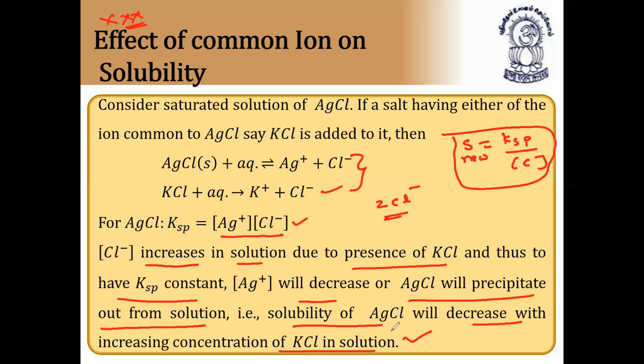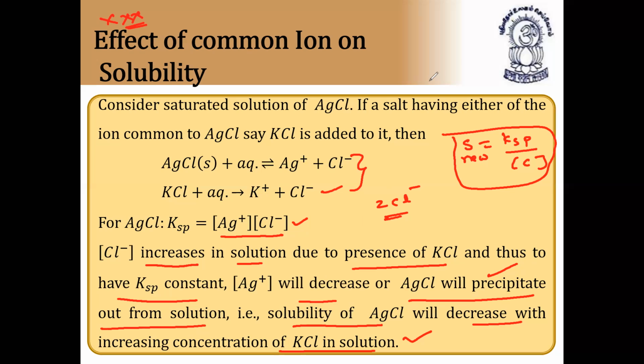This is because AgCl also forms Cl minus, and KCl also forms Cl minus. As the concentration of Cl minus increases in the solution due to the presence of potassium chloride, and thus to keep Ksp constant, the concentration of silver ions will decrease, or AgCl will precipitate out from solution. That is, the solubility of silver chloride will decrease, because as it is precipitating out, it means the solubility is decreasing. So the solubility of silver chloride will decrease with the increasing concentration of potassium chloride in the solution. So this is very, very important. Please note it down.